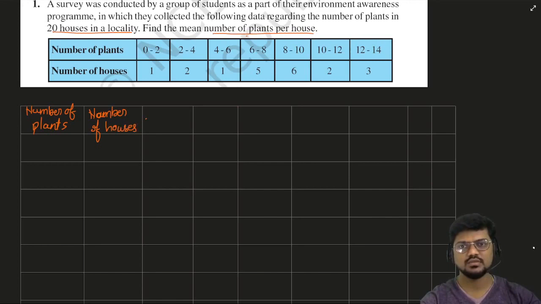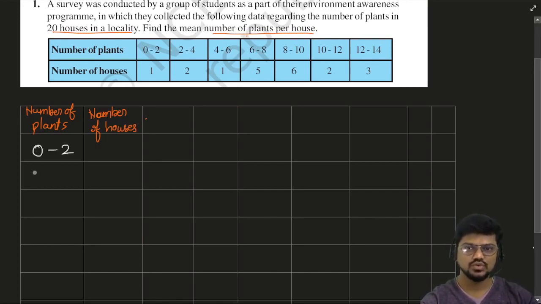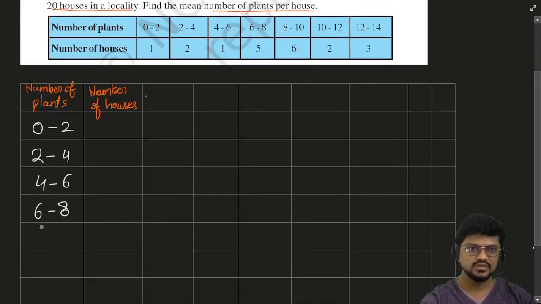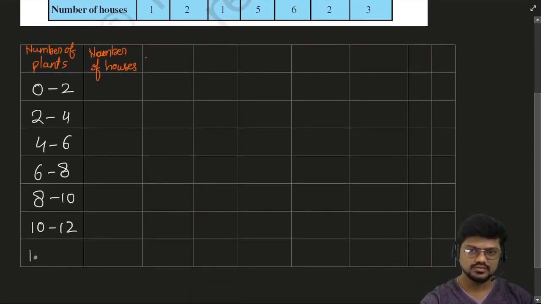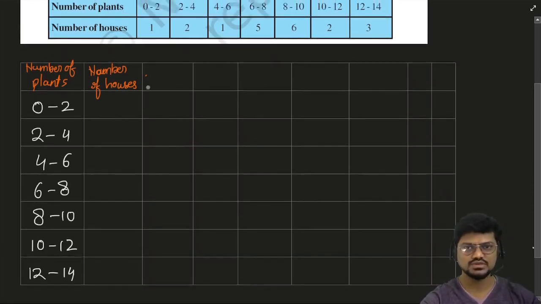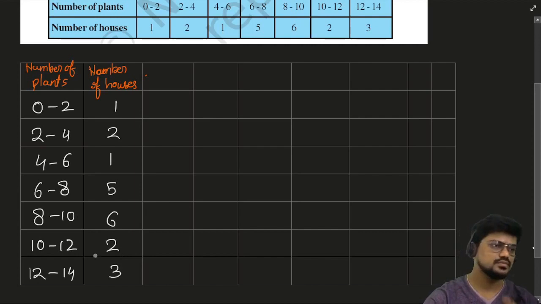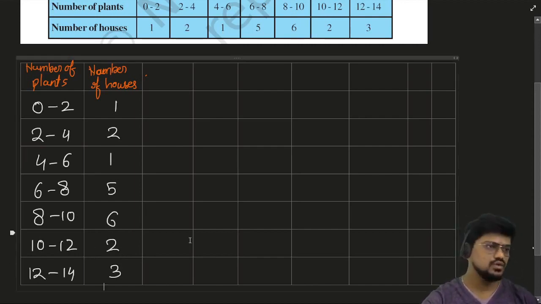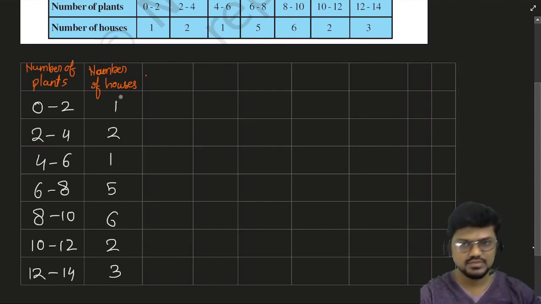Okay, so if you write the number of plants over here: from 0 to 2, from 2 to 4, from 4 to 6, 6 to 8, 8 to 10, 10 to 12, and 12 to 14. These are the plant classes they have given, and the number of houses which they have found: 1, 2, 1, 5, 6, 2, and 3. Fine. Now this number of houses is your frequency, so you can write this as fi.